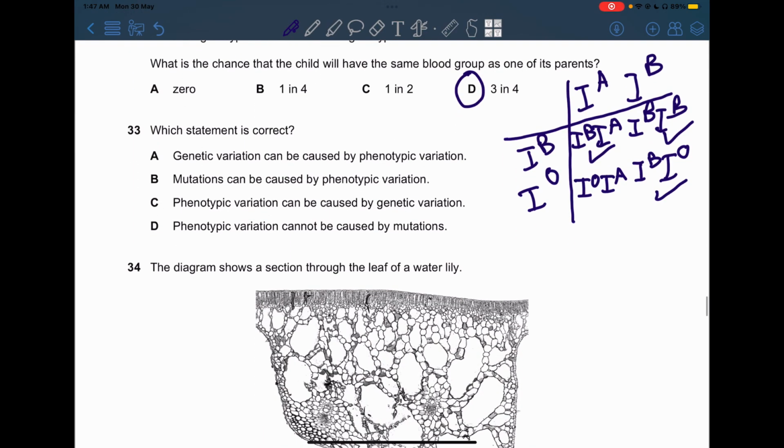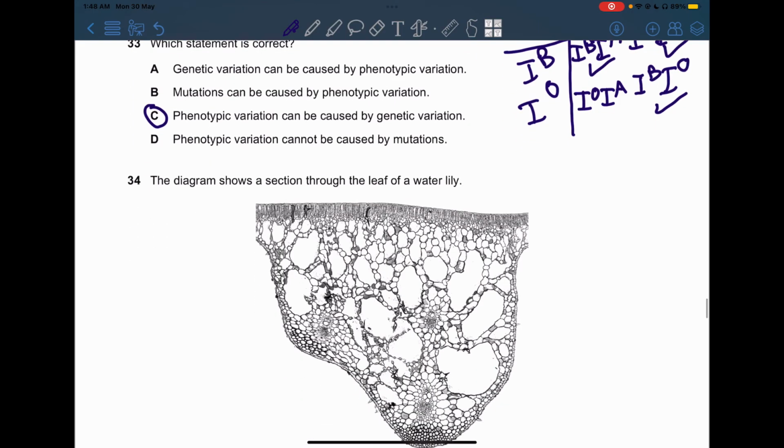Now next question, which statement is correct? Genetic variation can be caused by phenotypic variation. Now this is incorrect. Mutations can be caused by phenotypic variation. Now of course not, this is caused by genetic variation. Phenotypic variation can be caused by genetic variation. Well, this is absolutely correct, so that's going to be our answer.